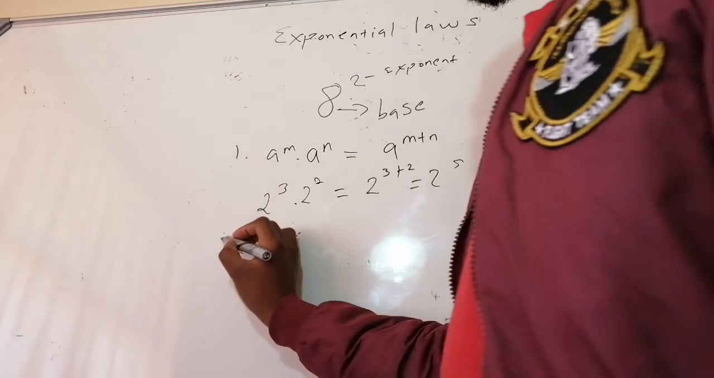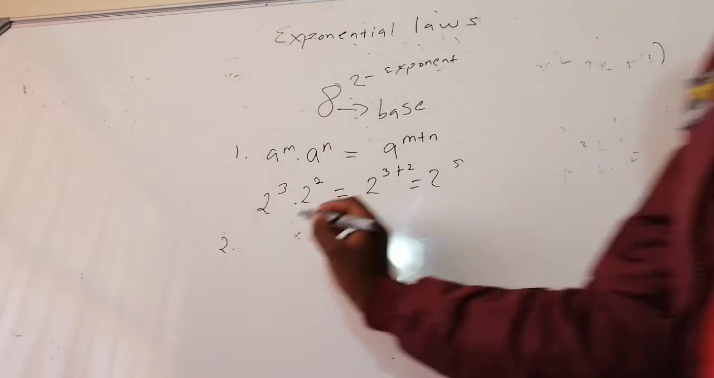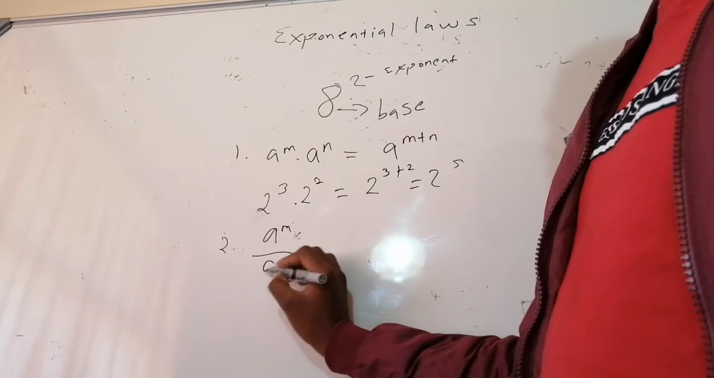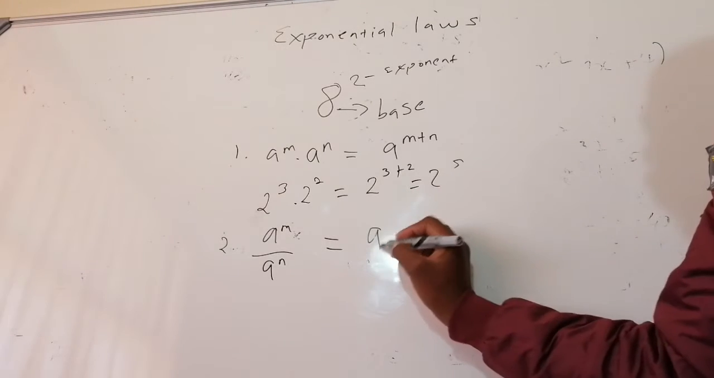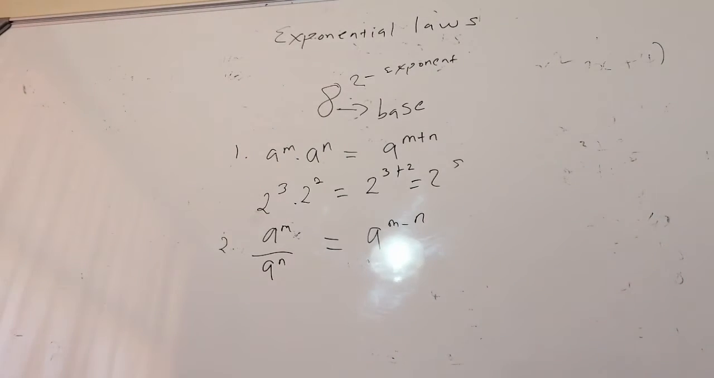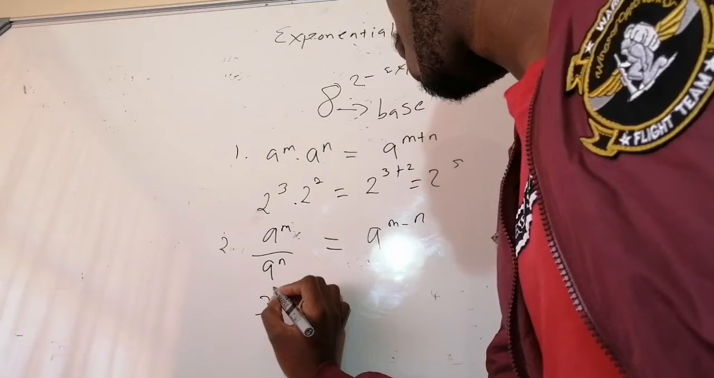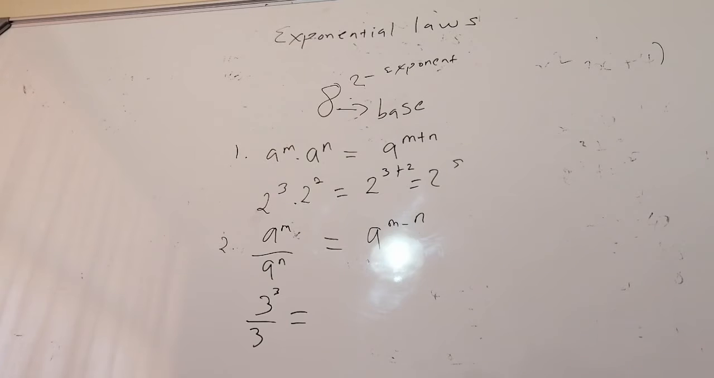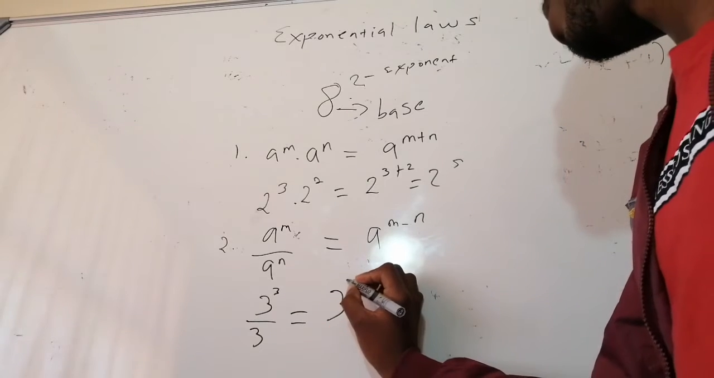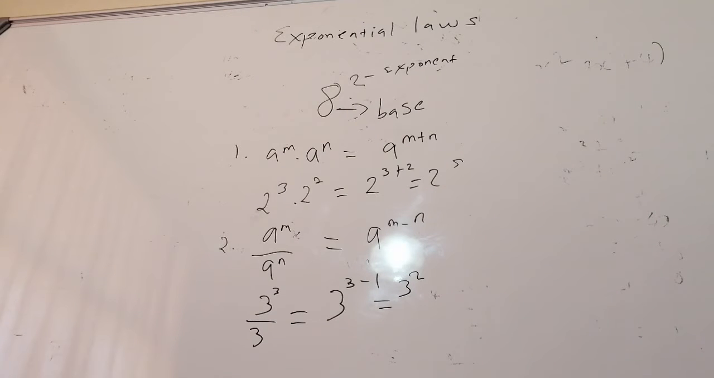Now the second rule says if we divide two numbers of the same base, we simply subtract the exponents, a to the power m minus n. Let's take a quick example. Let's say we've got 3 to the power 3 divided by 3. That 3 is the same as 3 to the power 1. If we have 1 as our exponent, we don't write it. So 3 to the power 3 minus 1 is 3 to the power 2.